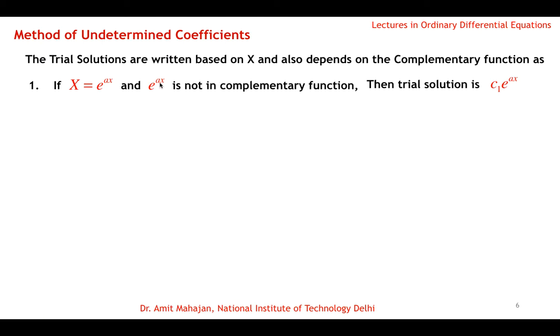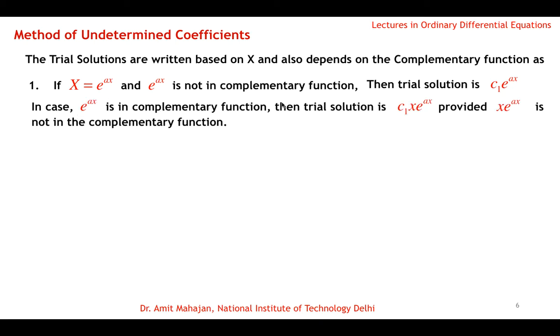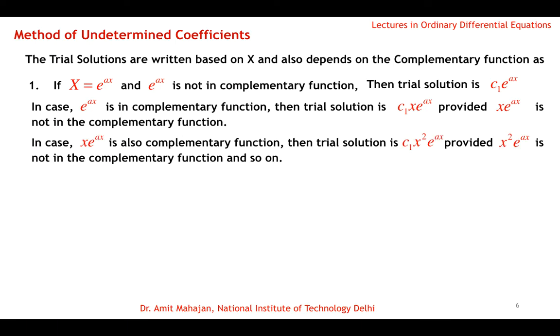function. If the exponential function is present in the complementary function, then the trial solution is written in this form: the constant times x times e power ax. So the exponential function is multiplied with x, provided that this function also is not in the complementary function. If this x times e power ax is also in the complementary function, then we multiply with another x and write the trial solution as x square e power ax multiplied with some constant, provided that this is also not in the complementary function, and so on.